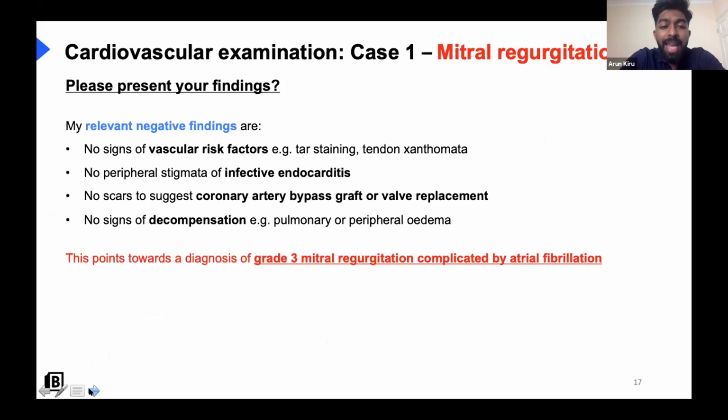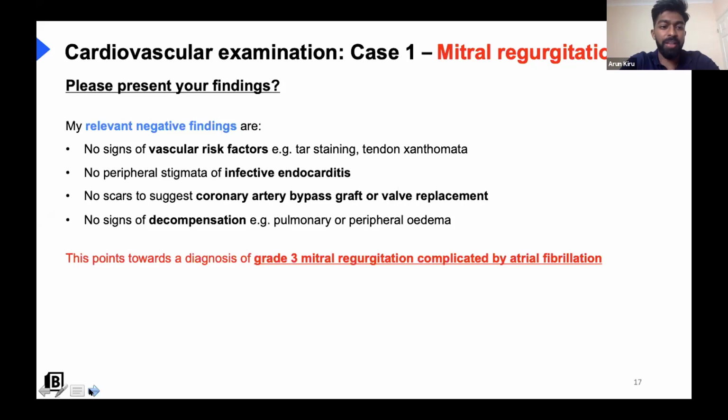My relevant negative findings are, and most of these are very generic, there are no signs of vascular risk factors. We talked about this earlier. For example, you're not seeing any tar staining on the nails. There's no tendon xanthomata, which would be a sign of hypercholesterolemia. There's no peripheral stigmata of infective endocarditis, Janeway lesions, Osler nodes. There are no scars on the chest to suggest a bypass graft or a valve replacement. And there are no signs of decompensation. We talked about this, any acute insults such as pulmonary or peripheral edema.